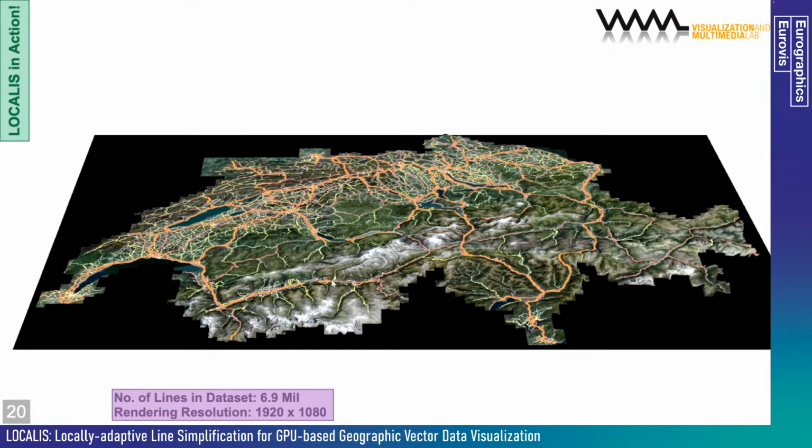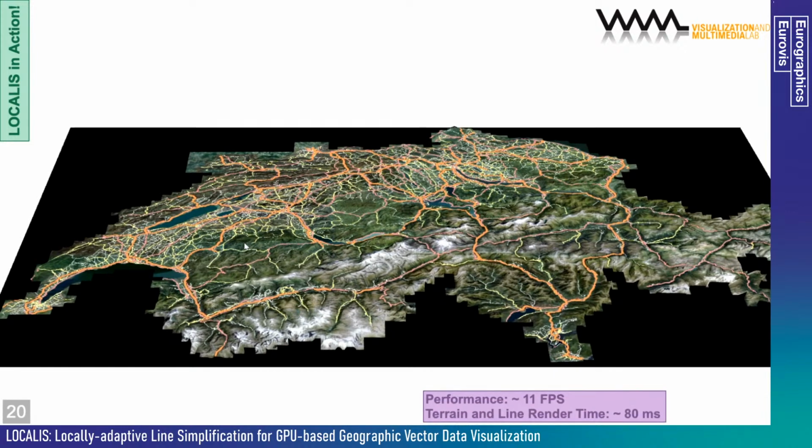Now let's watch Localis in action. In this test, we are visualizing the whole street data of Switzerland with 6.9 million line segments over a static terrain with all features of Localis active. The performance ranges from 6 to 75 frames per second in this setup, which is indicated at the bottom at several points as we go on.